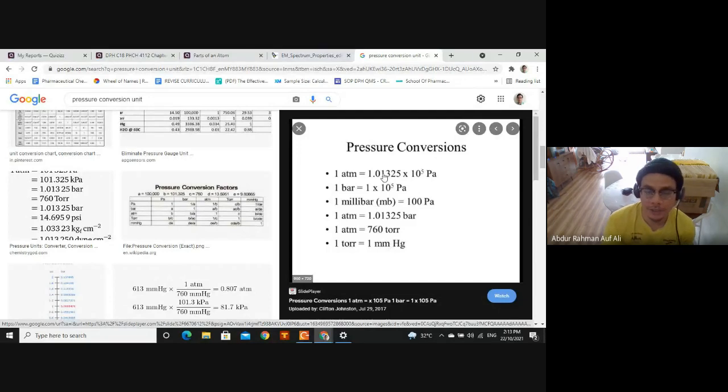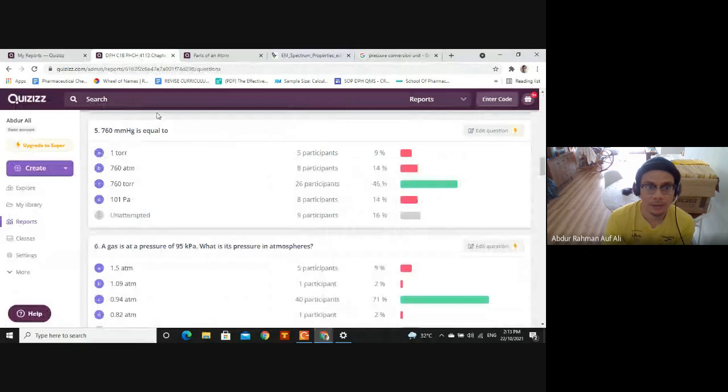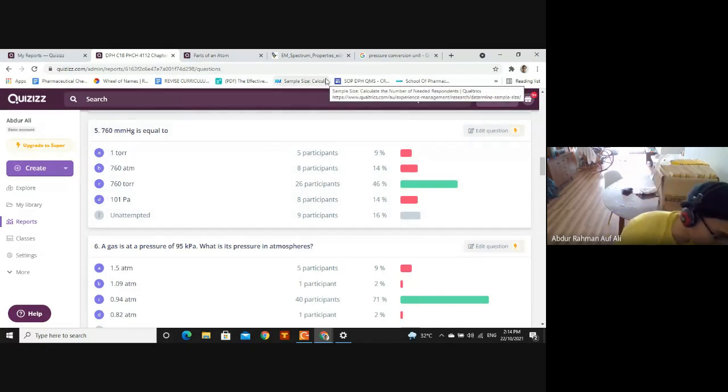Okay, so pressure conversions. So the units of pressure, ada ATM, Pascal, torr and millimeter of mercury. So soalan ni tanya 760 mmHg, millimeter mercury is equal to what? Dia bagi 4 options kat sini, 1 torr, 760 ATM, 760 torr ke 101 Pascal. So you can go over.